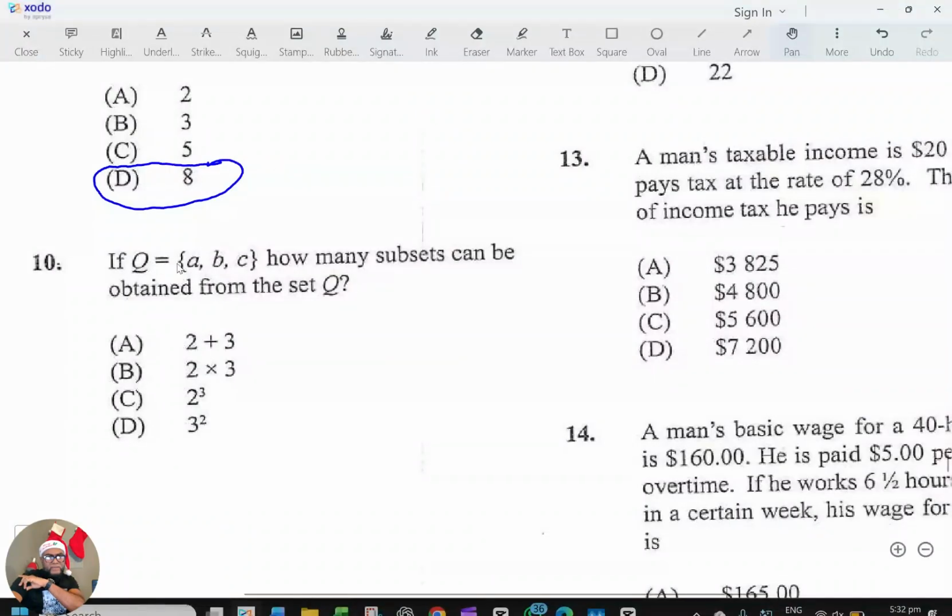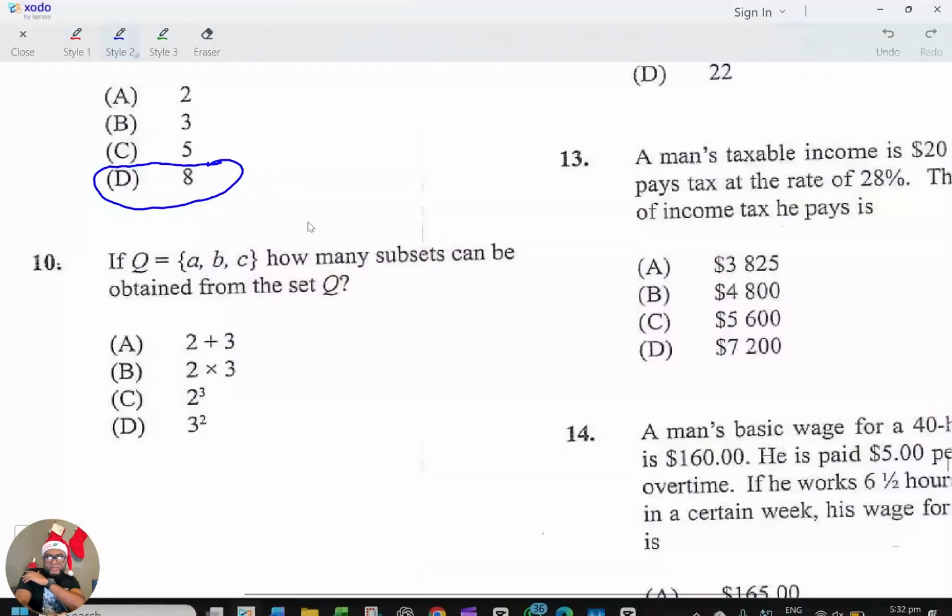So if Q is equal to {A, B, C}, which is our set, how many subsets can be obtained from the set Q? So for the set Q, there's a little law for this.